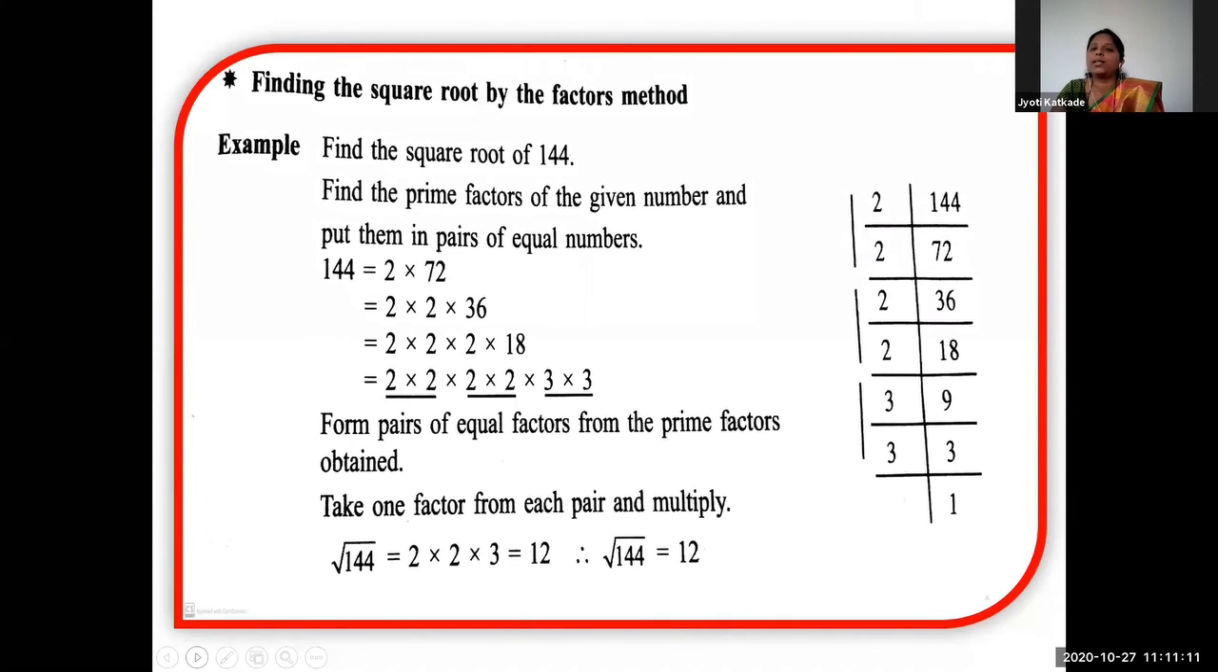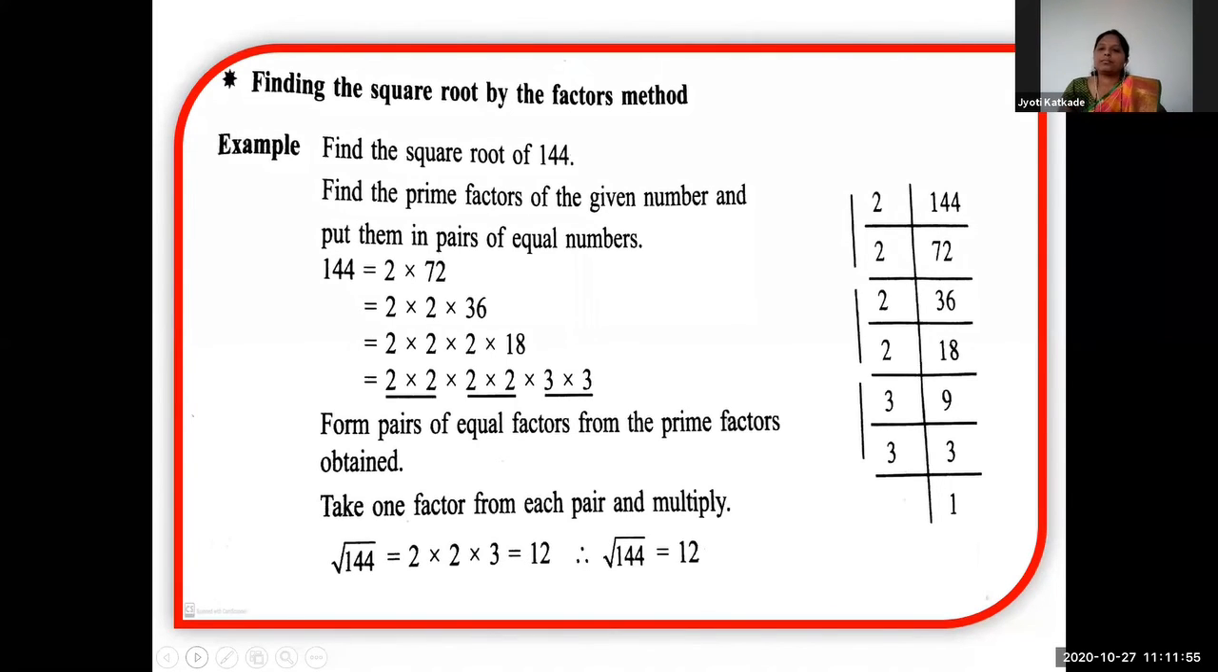Okay. The first pair is 2 into 2, so from this pair take 2. The second pair is 2 into 2, take one factor from this pair, 2. And 3 into 3, take one factor from this pair, we get 3. Means square root of 144 is equal to 2 into 2 into 3. We get 2 into 2 is 4, 4 into 3 is 12. Means square root of 144 is equal to 12. From this method, we can find the square root of a perfect square. Okay.